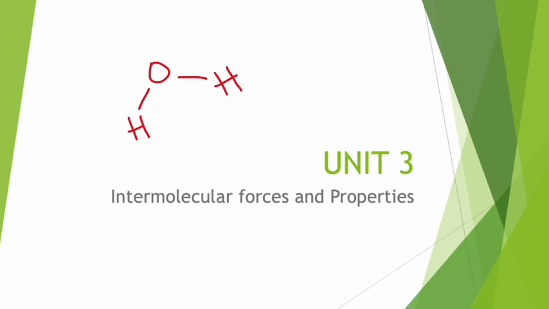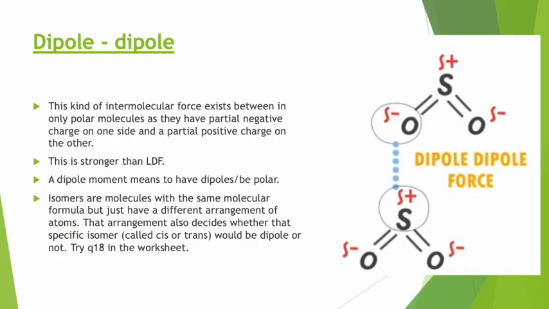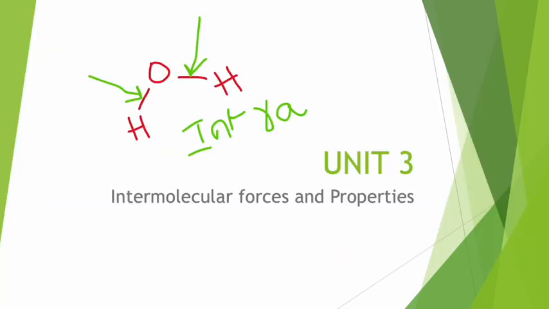So 3.1 is about intermolecular forces. Previously, when we were talking about ionic and covalent, we were talking about intramolecular forces, as in the forces that exist within the molecule. Now we're going to talk about how molecules interact with one another. How does one molecule interact with another molecule, which will eventually decide how they behave as liquids and solids. There are three types of intermolecular forces.